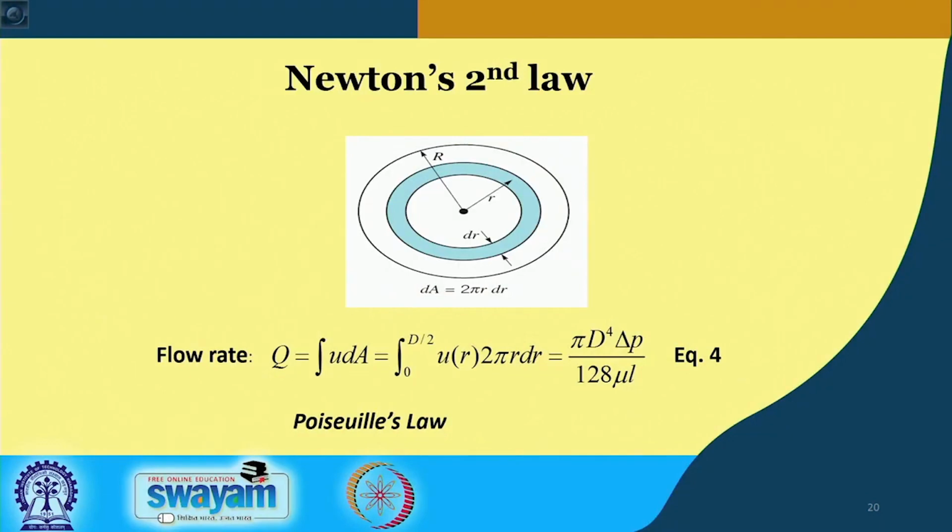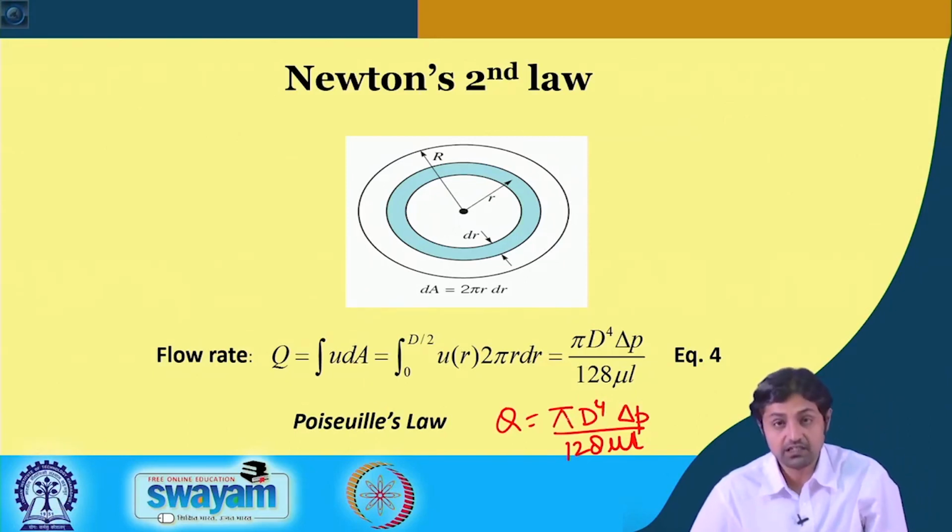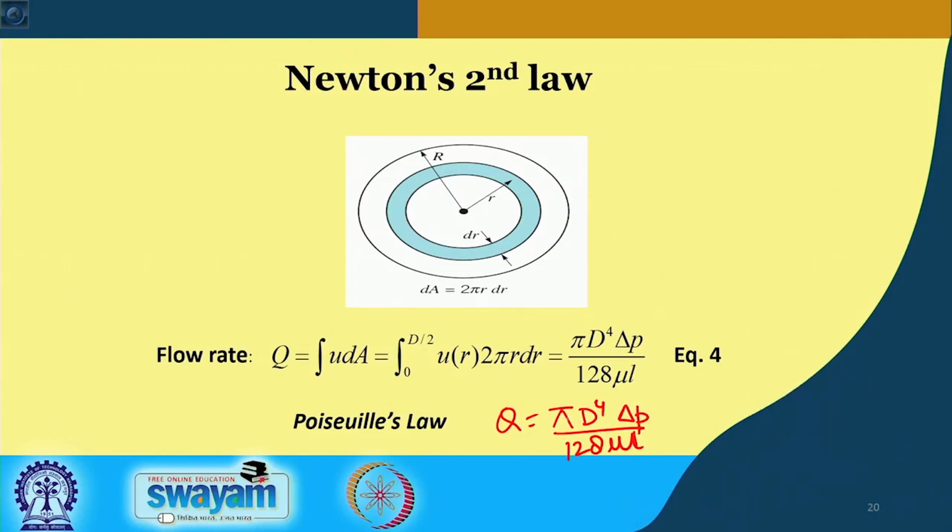Welcome back, students, to yet another lecture of the pipe flow. In the last lecture we derived Poiseuille's law. Poiseuille's law is Q equals pi d to the power 4 into delta p by 128 mu L, where L is the length of the pipe and delta p is the pressure drop. So, we have been able to relate the pressure drop with the discharge.